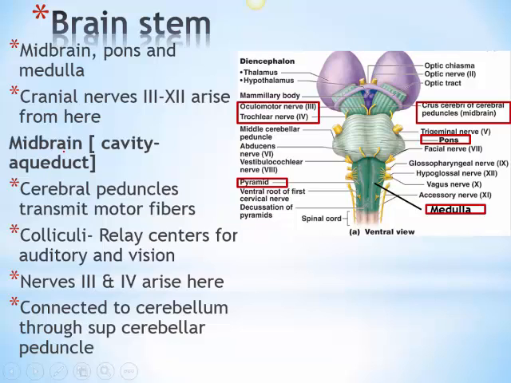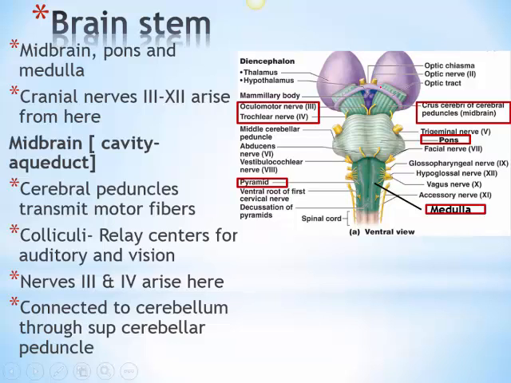And if we look at the midbrain, the cavity of the midbrain, sorry, not the brainstem, the cavity of the midbrain is the cerebral aqueduct, because the rest of the brainstem has the 4th ventricle. If you look at the midbrain on the ventral aspect, you can see these 2 thick pillar-like structures. These are known as crus cerebri or cerebral peduncles, and they transmit motor fibers from the brain down to the spinal cord. So this is the ventral aspect.